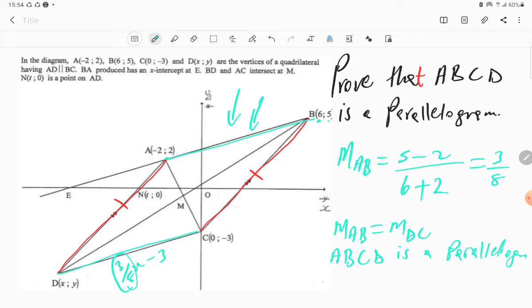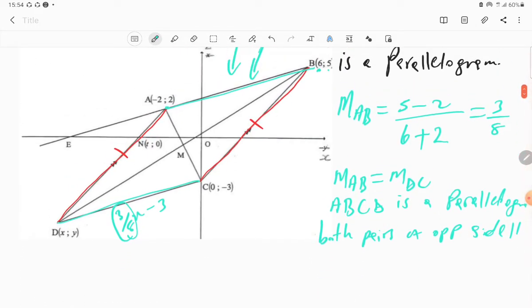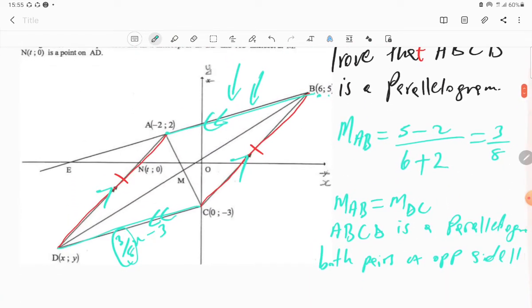Because both pairs of opposite sides are parallel. So we are done by this one, because we have figured out that both pairs, this line is parallel to that one and this one is parallel to that one, then therefore this is a parallelogram. So we are done with this one.